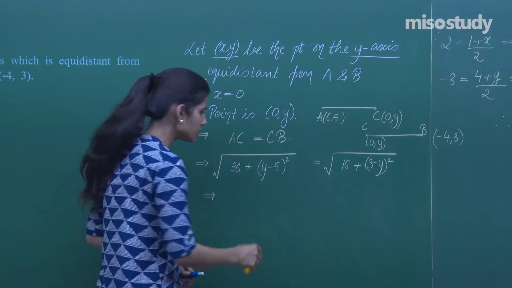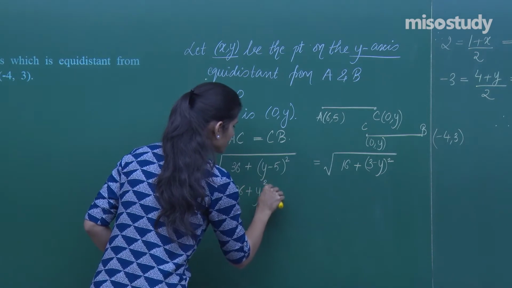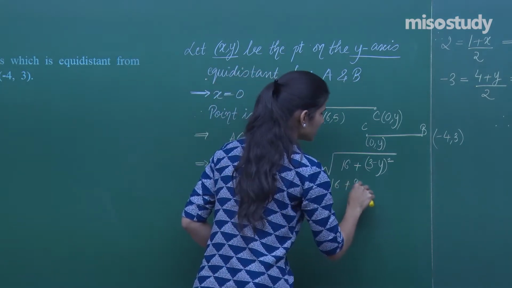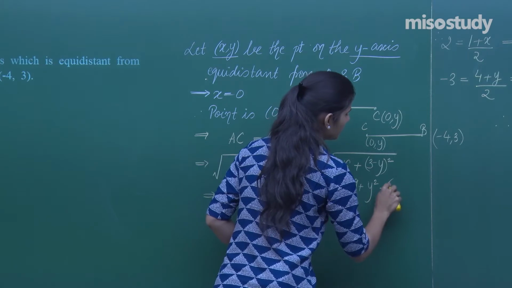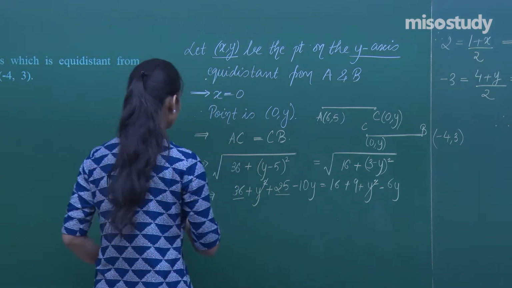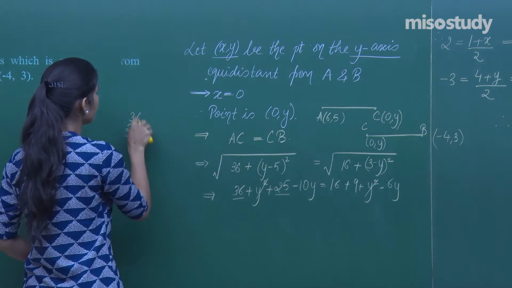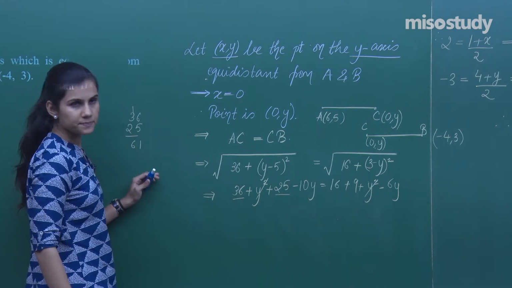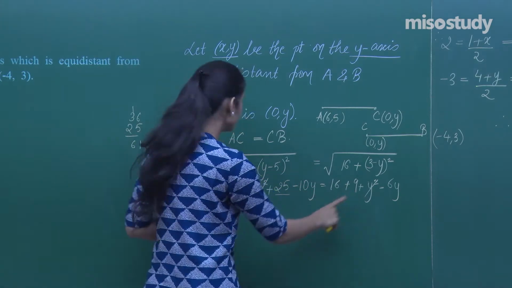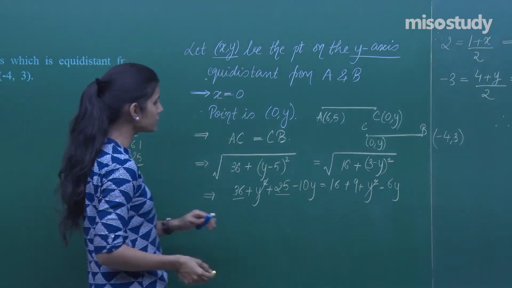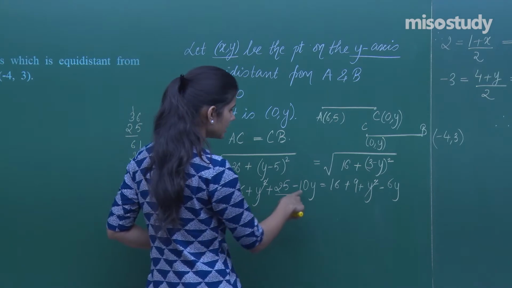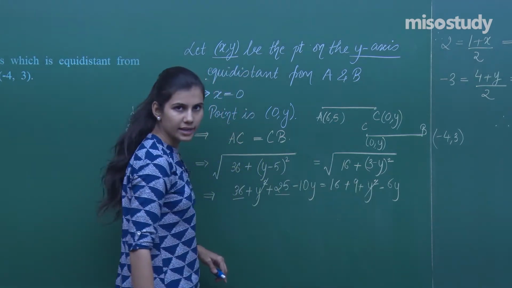Squaring both sides, your square root is removed, you get 36 plus y square plus 25 minus 10y equals 16 plus 9 plus y square minus 6y. So y square cancels out. 36 plus 25 gives you 61. 61 minus, this is what? 16 plus 9 is 25. So 61 minus 25 straight away if I do, or let me do this thing. This is 25, this is 25, cancels out. I'm just left with 36. So it is 36 minus 10y plus 6y.